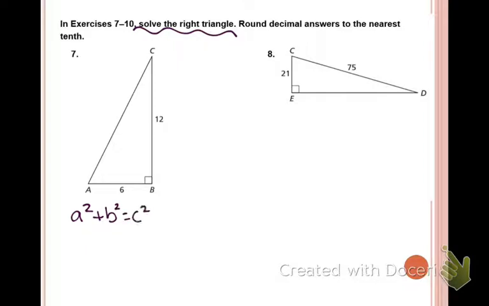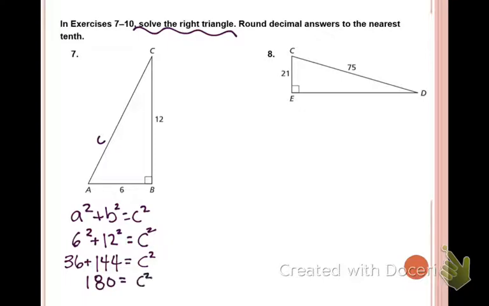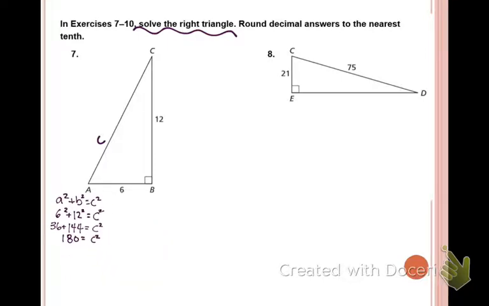Which one of these is going to be C? The hypotenuse. So that means we're going to have 6 squared plus 12 squared equals, I'm going to keep calling it C, C squared. 6 squared is 36. 12 squared is 144. Add them together, we get 180. So my last step to find the hypotenuse, take the square root.